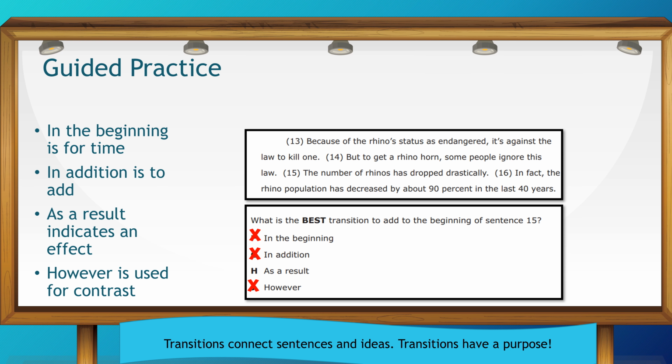But to get a rhino horn, some people ignored this law. The number of rhinos has dropped drastically. That sounds like cause and effect. Because people ignored the law, what happened as a result is the number of rhinos has dropped drastically. So our answer is as a result. Did you get that? Good.